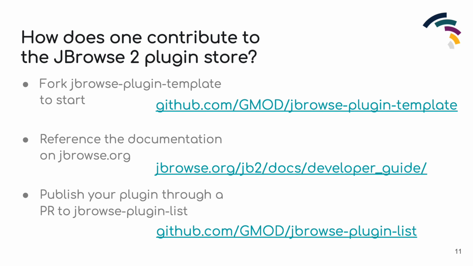When your plugin is complete, you can either run it locally by adding it to your config file, or you can publish it to the community by making a pull request to the JBrowse plugin list, where it will then appear in the plugin store.